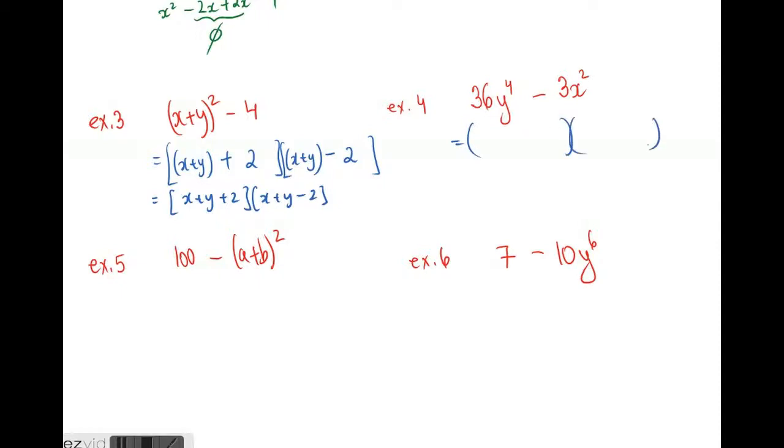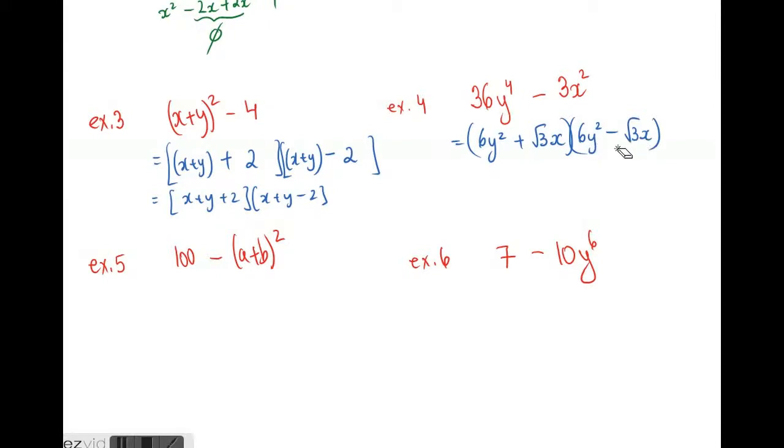You set up two brackets, one with plus, one with minus, and then you square root each of the terms. So 6y squared and square root of 3x squared would be root 3x, and then you repeat it on the other side in the same pattern. Then you check if you can factor more. This one is not a difference of squares because of that plus.